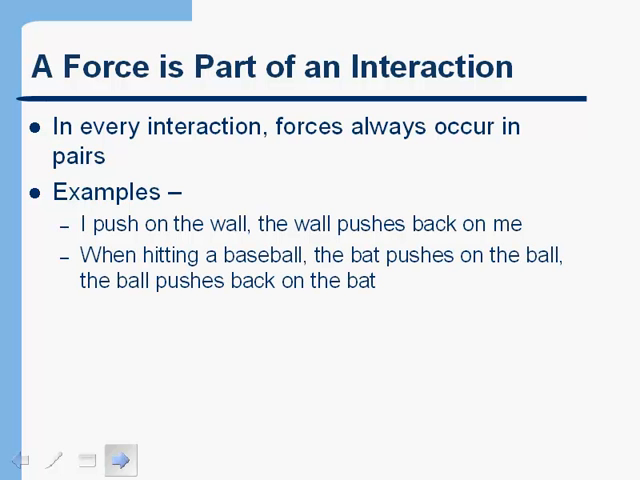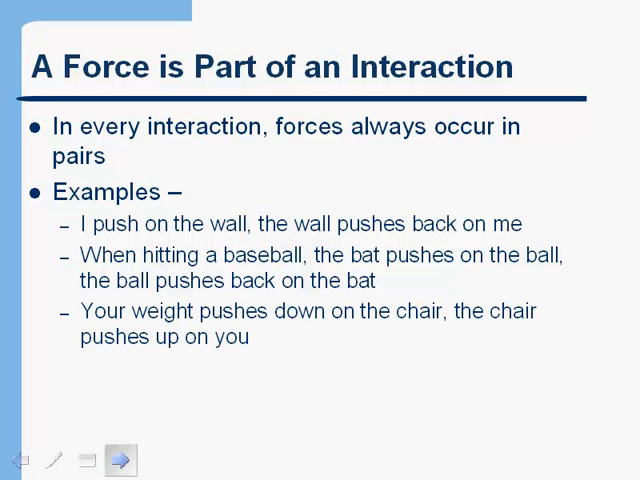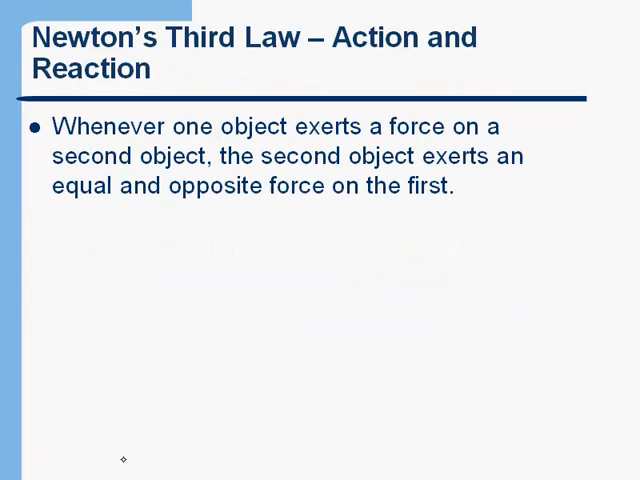When hitting a baseball, the bat pushes on the ball, and the ball pushes back on the bat. You can actually notice this with a wood bat. You'll see little dents from the ball on the bat. So the ball exerts a force on the bat, and the bat exerts a force on the ball. Right now, if you're sitting in a chair, your weight pushes the chair down, and the chair pushes up on you. So forces always occur in pairs. You can't have one object exert a force on a second object without that second object exerting a force back on the first. Well, that's what Newton's third law is all about.